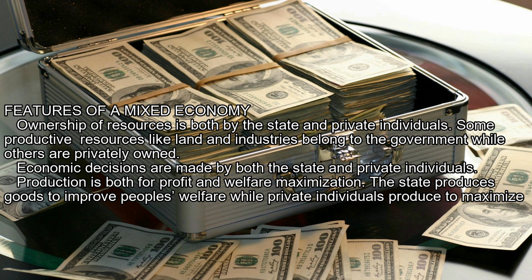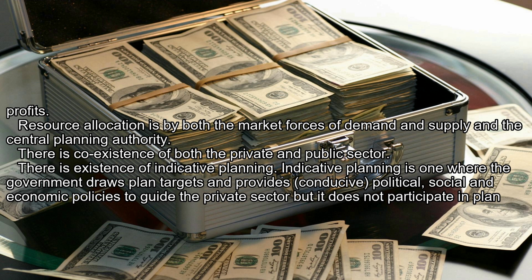Some productive resources like land and industries belong to the government while others are privately owned. Economic decisions are made by both the state and private individuals. Production is both for profit and welfare maximization. The state produces goods to improve people's welfare while private individuals produce to maximize profits. Resource allocation is by both the market forces of demand and supply and the central planning authority. There is coexistence of both the private and public sector.